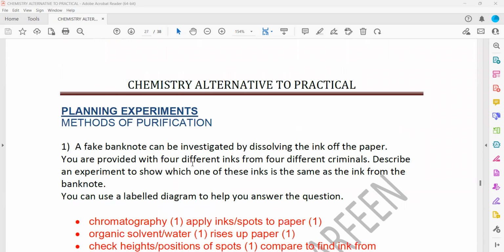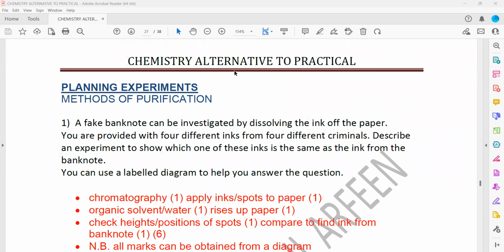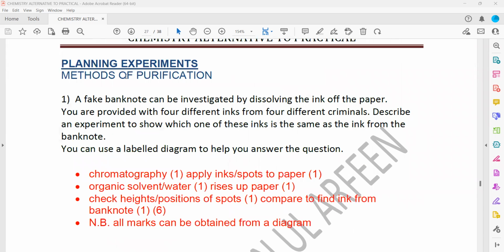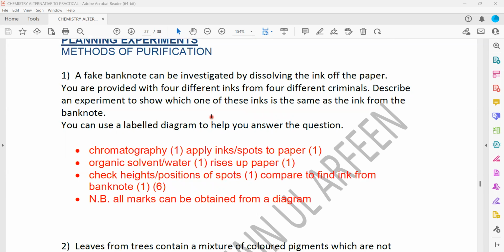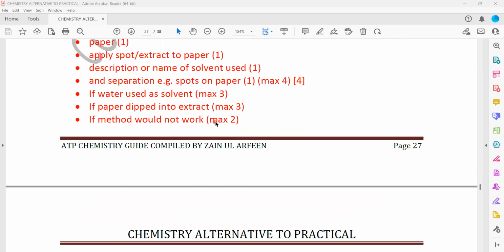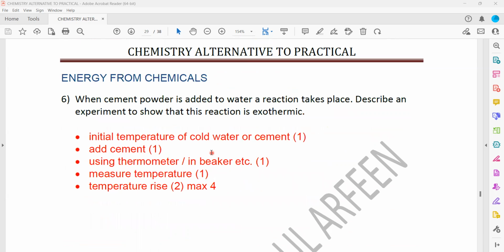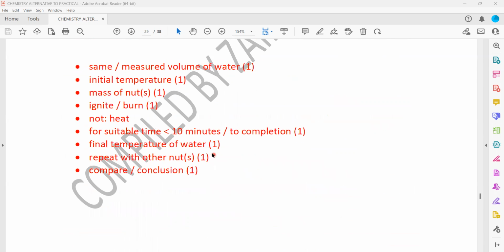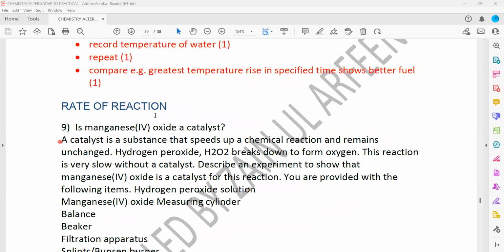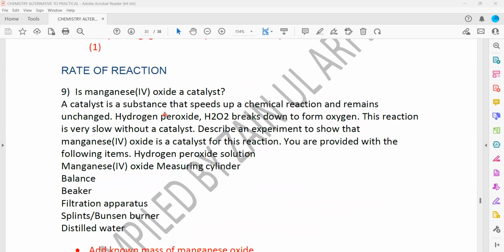Then planning experiments are there. I sorted out some common experiments. First one, methods of purification. You can go through this. Then energy from chemicals, like exothermic and endothermic reactions. Then rate of reaction: how you can measure a rate of reaction or show a substance is a catalyst.